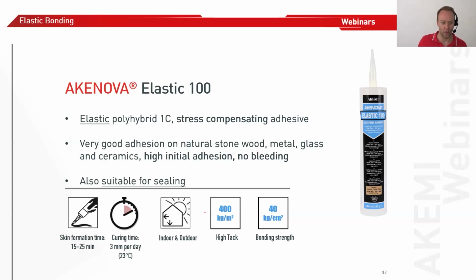It's quite a strong adhesive, but it is elastic and has an elongation at break of about 180 to 200%. So there's a lot of movement possible with this adhesive. And of course, it's very good for all natural stone bonding, wood, metal, glass, ceramics, and it has a very high initial adhesion and, of course, no bleeding because it's 100% usable for natural stone.